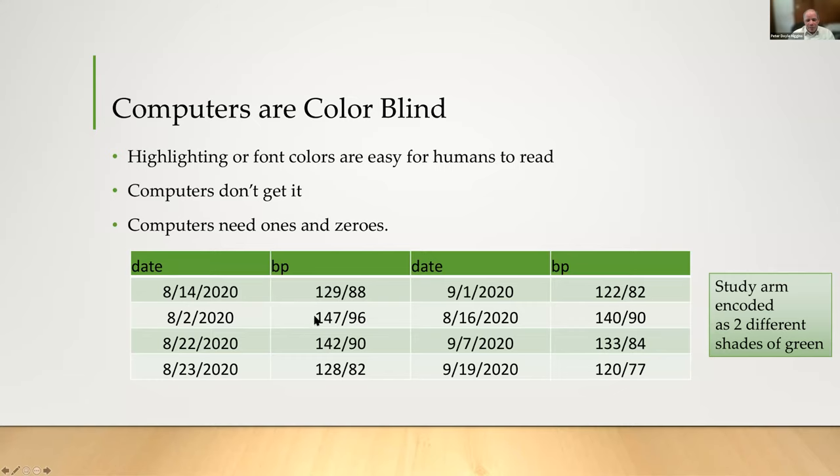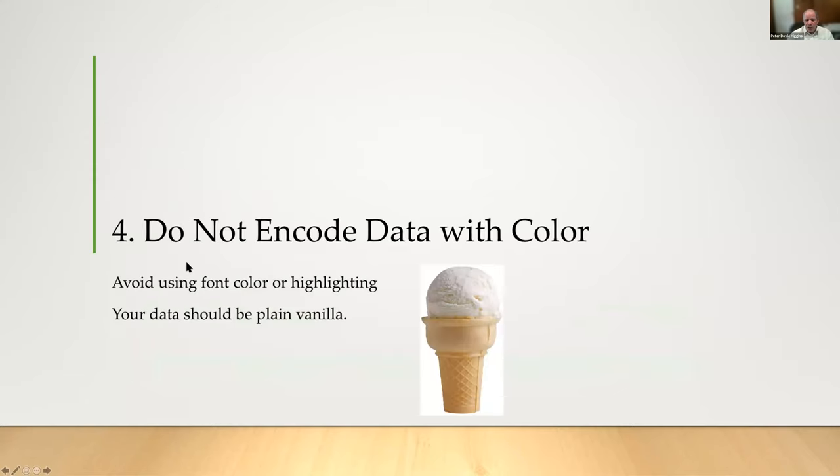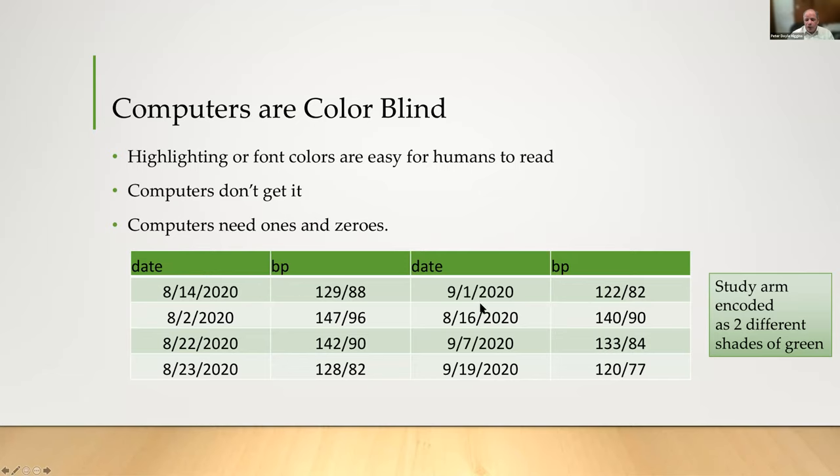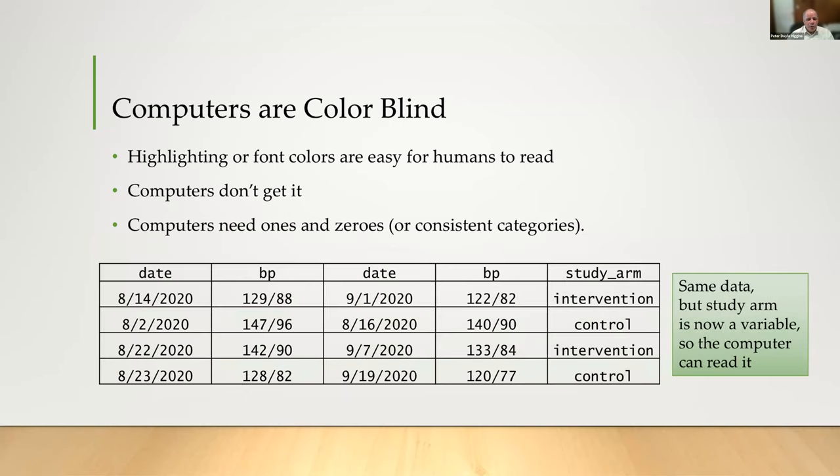This was an example of encoding the study arm as two different shades of green. Not a great idea. Humans can see it, but the computer has no idea. So you want that variable encoded as a distinct variable, as a distinct column. It's clearly labeled as intervention or control or one or zero, however you want to encode it. In general, it's a good idea to make it human readable as well as computer readable. So a short text name that's clear is really helpful.